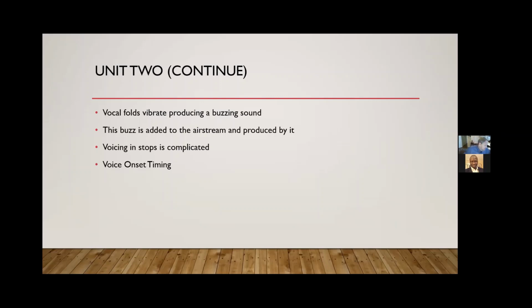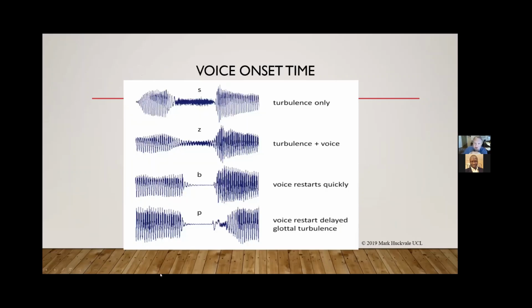And the answer comes in what we call voice onset timing. So notice we have S, Z, B, and P. So two stops and two fricatives. Now, for a fricative, and by the way, I have to explain this. This is a representation of the energy in the air. So after the sound has come out of the mouth, you can measure it on a machine and you can find out how much energy is present.